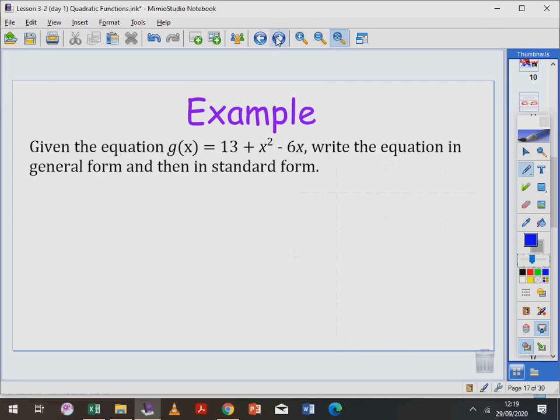So if I'm given an equation, can I rewrite the equation in general form and then in standard form? Remember, general form is ax squared plus bx plus c, and standard form is a(x minus h) squared plus k. So can you write that equation in either form? The answer is yes, you can.